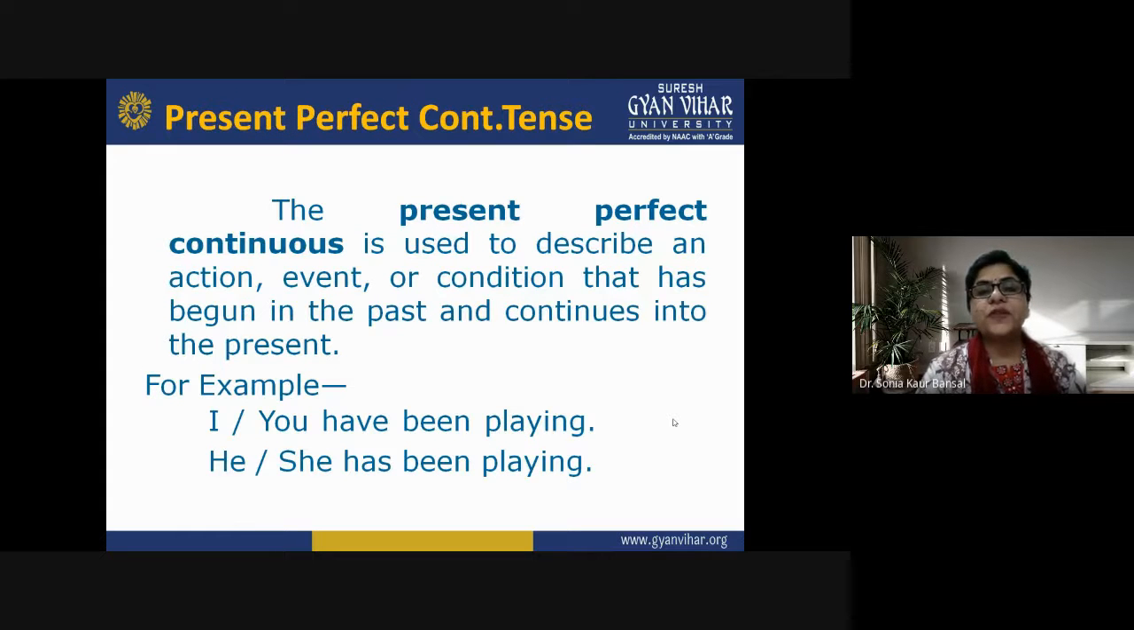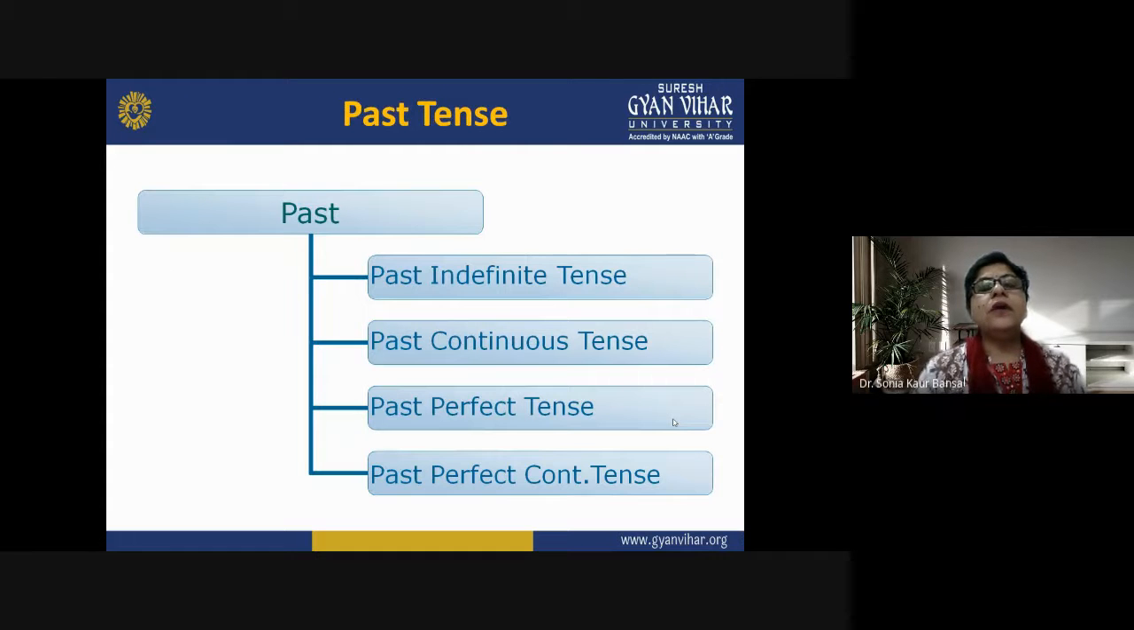Now, next is present perfect continuous tense. The present perfect continuous is used to describe an action, event, or condition that has begun in the past and continues into the present. So, for example, I or you have been playing. So, this is telling you that the playing action began in the past and it is continuing into the present also. That's why it is present perfect continuous tense. He, she has been playing. That means they have started playing in the past, but the playing action is still being continued. Clear, students?